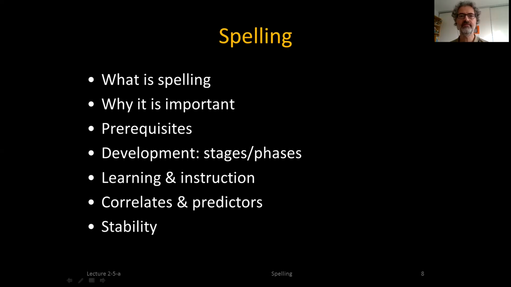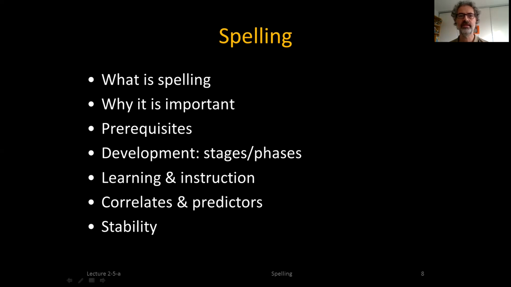The stability of spelling performance is unfortunately relatively high. This means that someone who's a relatively good speller will probably remain a good speller throughout their reading development, and someone who's a relatively poor speller will probably remain a relatively poor speller throughout. This is very similar to the situation with reading fluency, which is also very longitudinally stable.